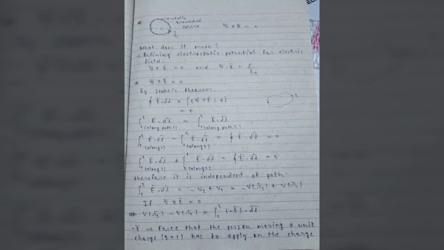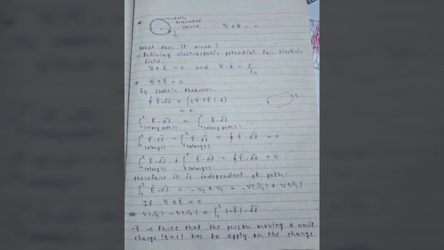So let us see, when the curl of a quantity is equal to 0, by Stokes' theorem we have over a closed path the line integral of E, which is equal to the area integral of the curl of E, this we did last time, is equal to 0 because this is 0.